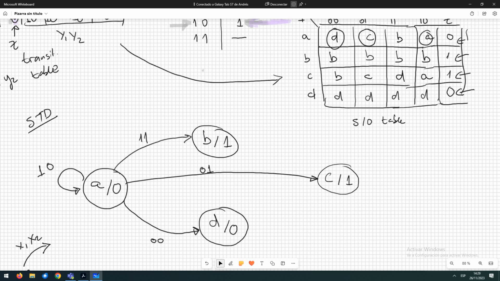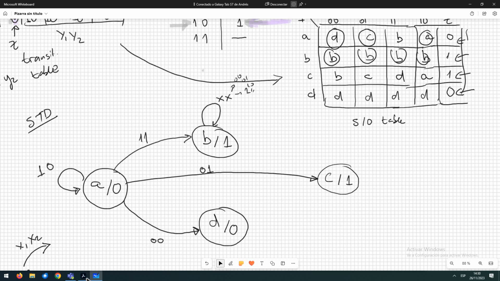So second row, for all the inputs, we are going to be in the same state B. We can write all the combinations or just use X. When using X, it means that the variable can be 0 or 1. So this means that we have all the possible combinations.